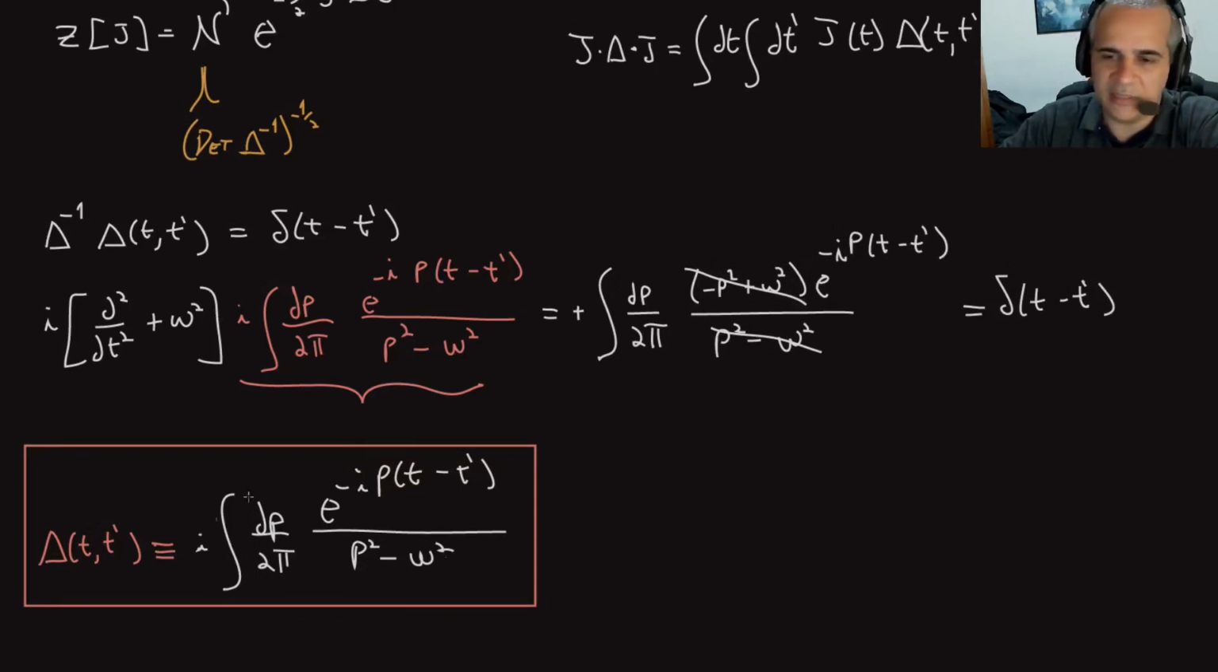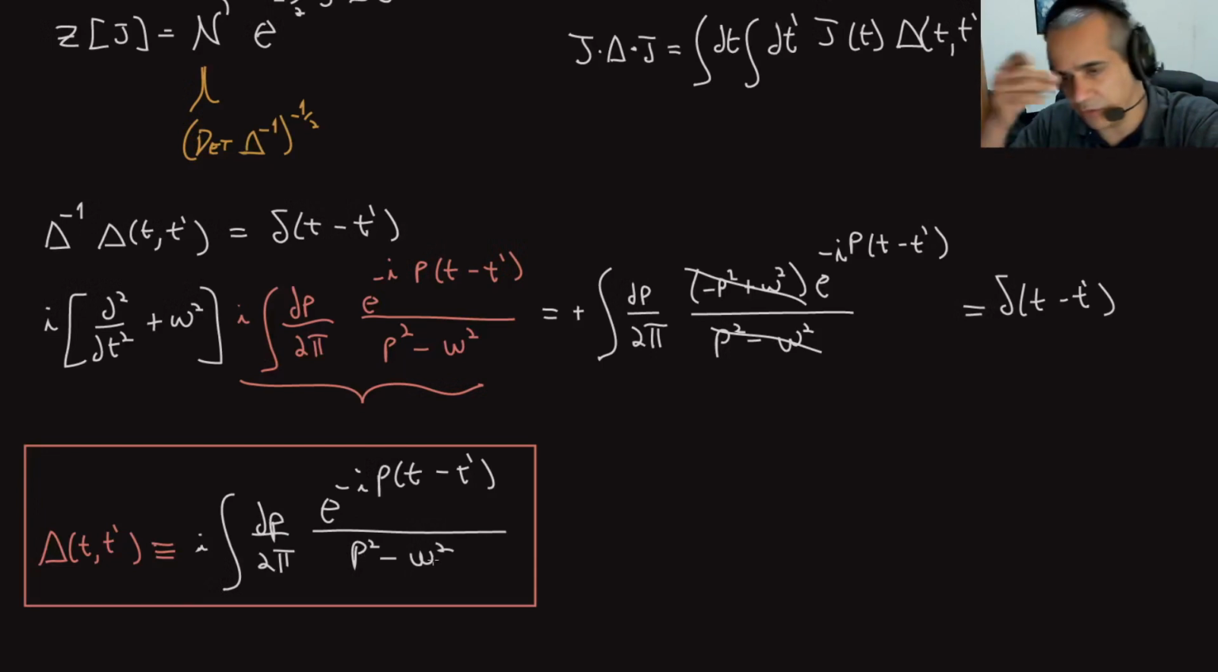Because this function here has a fairly diverging denominator. If I'm integrating over p, the moment I take p squared equal to omega squared, this has a singularity, right?